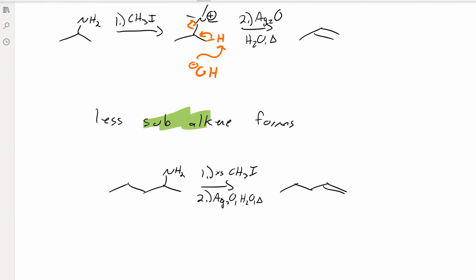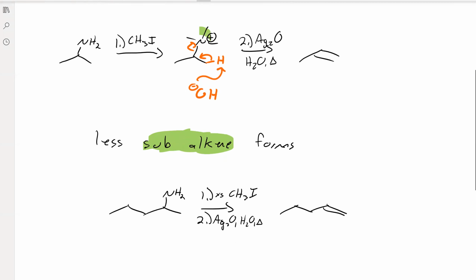And that basically just has to do with the fact that our leaving group, this methylated amine, is bulky. And so we're going to form the less substituted alkene, right? Just like how a bulky base leads to the less substituted alkene, here our leaving group is bulky instead.